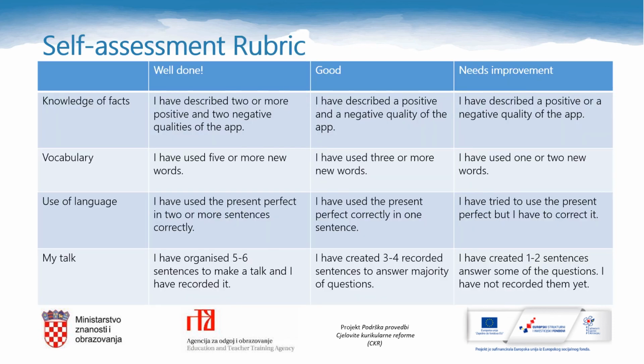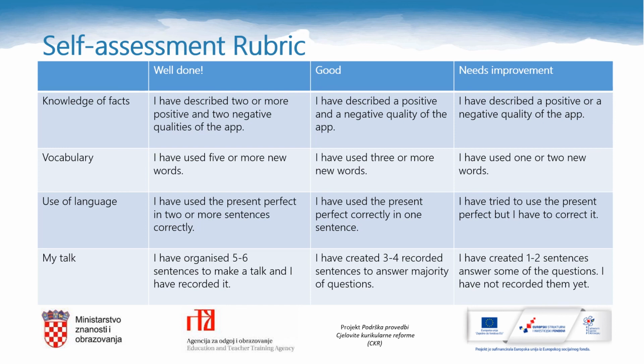This rubric will help you assess your work. The criteria in this rubric are knowledge of facts, vocabulary, use of language, and the organization of your talk. What we are aiming for is the well done column. So that means that in your talk, you have to describe 2 or more positive and 2 or more negative qualities of the app, use 5 or more new words, use present perfect correctly in 2 or more sentences, and organize your talk as instructed in the speaking assignment.